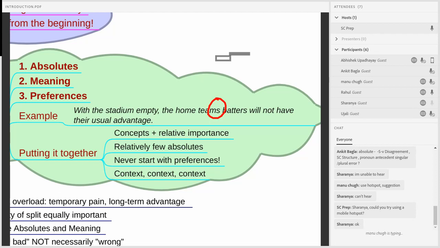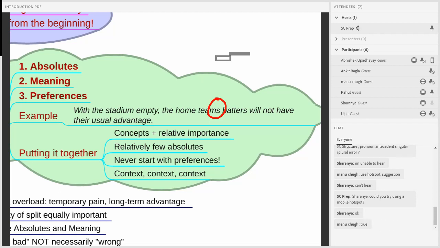Now, I'm not saying the GMAT is going to test you on something like this, but this is what I mean when I say absolute error. Once you see something like this, there is nothing that's going to save this option. Nothing. This option is impossible. The home team's batters, the batters belonging to the home team.